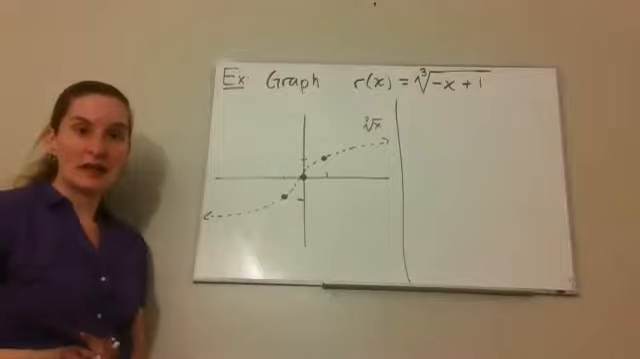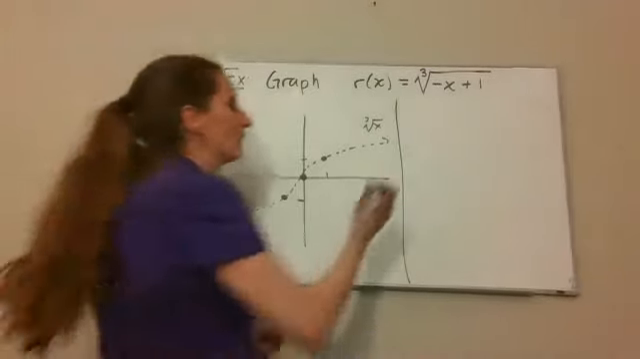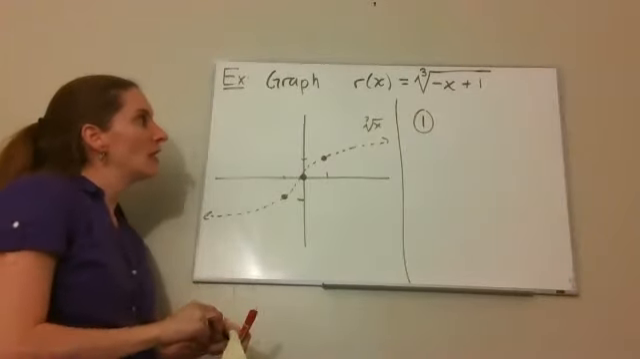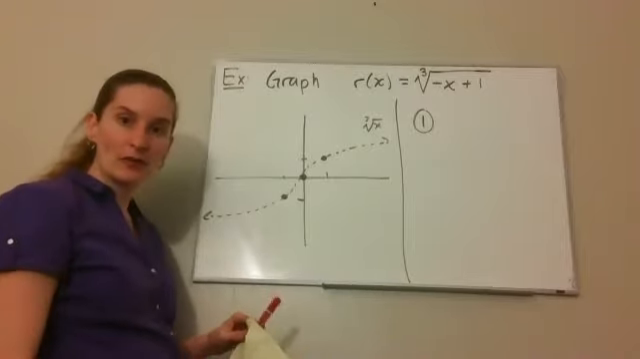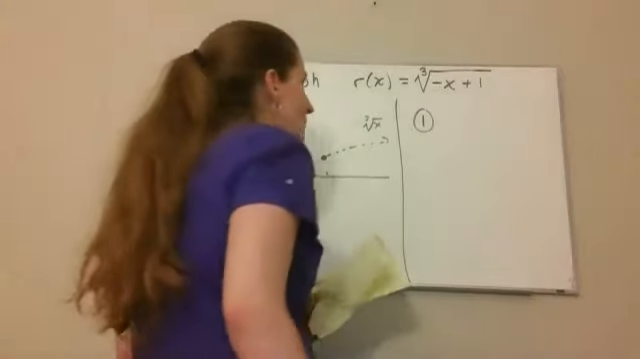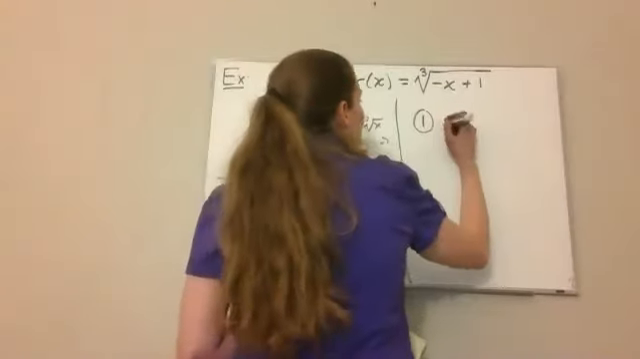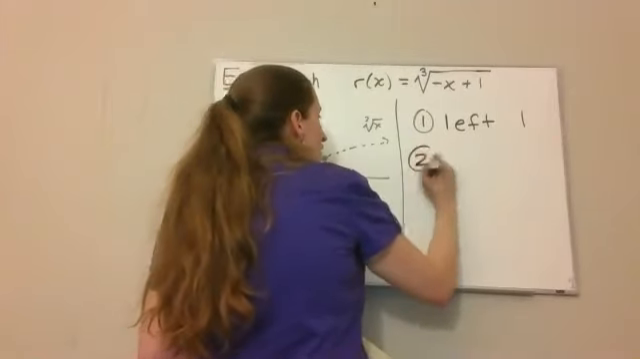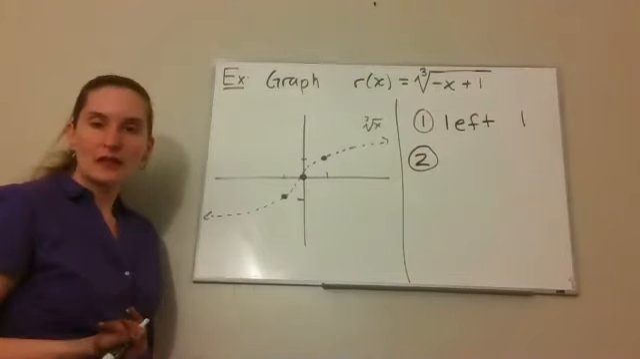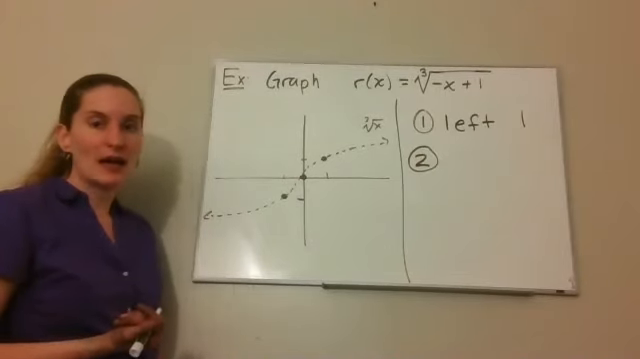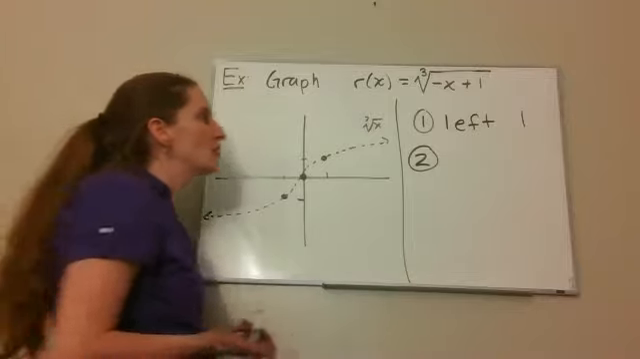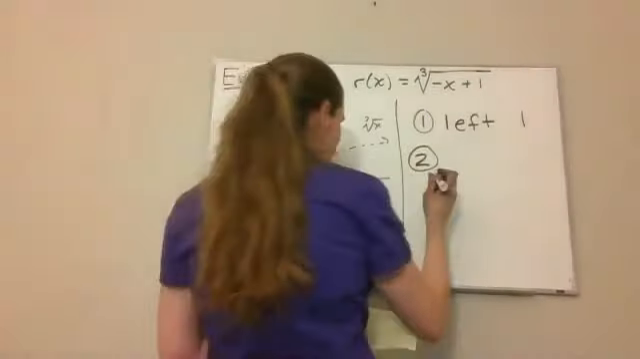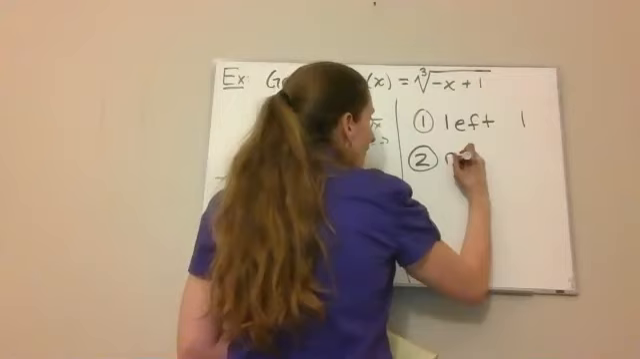Now let's see what kind of transformations we have to do. What is the first transformation? Do I have any horizontal shifting? Yes, I do. I have a +1 with my x under the cube root. That +1 means I'm going to the left 1 spot. After that, do I have any stretches or shrinks? No, I'm not multiplying by a positive number. Then do I have any reflections? Yes, I have a negative in front of my x. That happens to be a reflection across the y-axis.